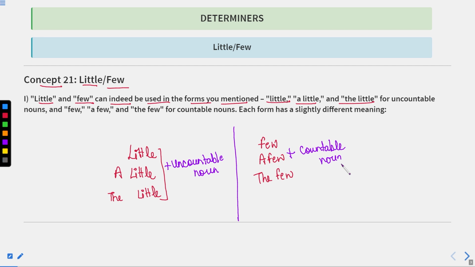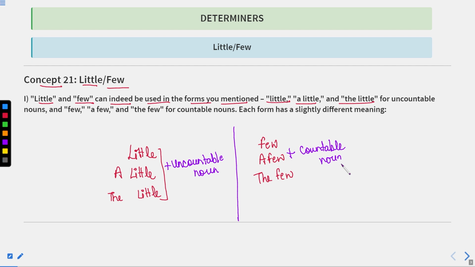Uncountable nouns are those nouns which we cannot count in terms of 1, 2, 3, and so on. For example, if we talk about water, milk, we cannot count them because we cannot say 1 water, 2 water, 3 water. No, instead we can say 1 liter of water, 2 liters of water, and so on. Similarly, for the word milk. So with uncountable nouns, we use little, a little, or the little as per the requirement, and uncountable nouns are those nouns which cannot be counted in terms of 1, 2, 3, and so on.